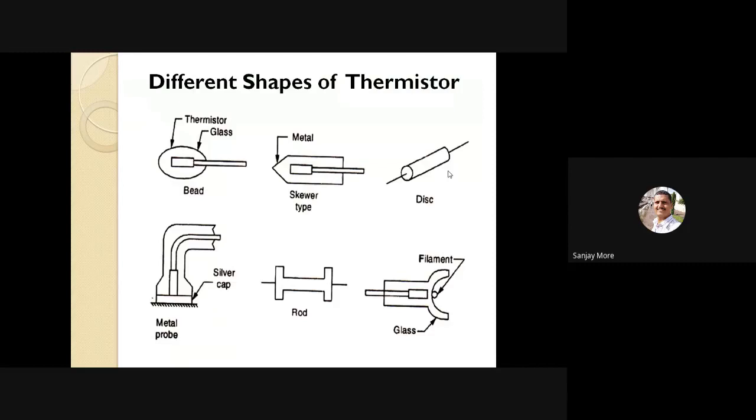So all of you will draw this diagram of different shapes of thermistors under the heading different shapes of thermistors. Draw these 6 diagrams: bead, disc type, metal probe, rod and glass. These six different shapes of thermistors are used to measure the temperature. So I request all of you to draw these diagrams of different shapes of thermistors.